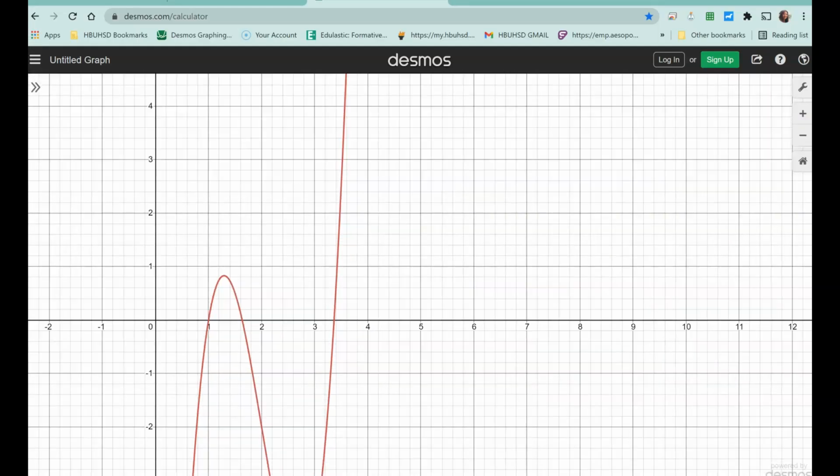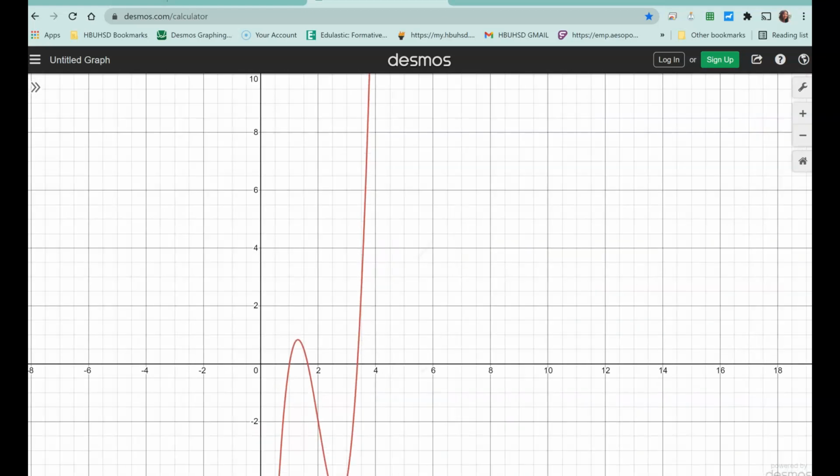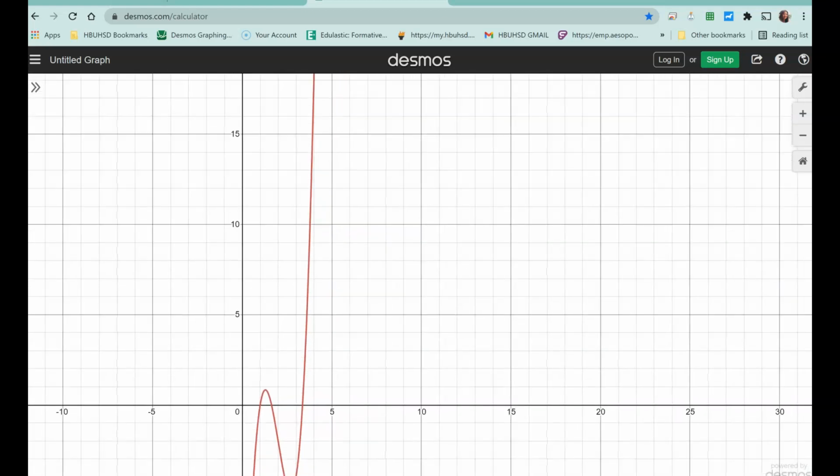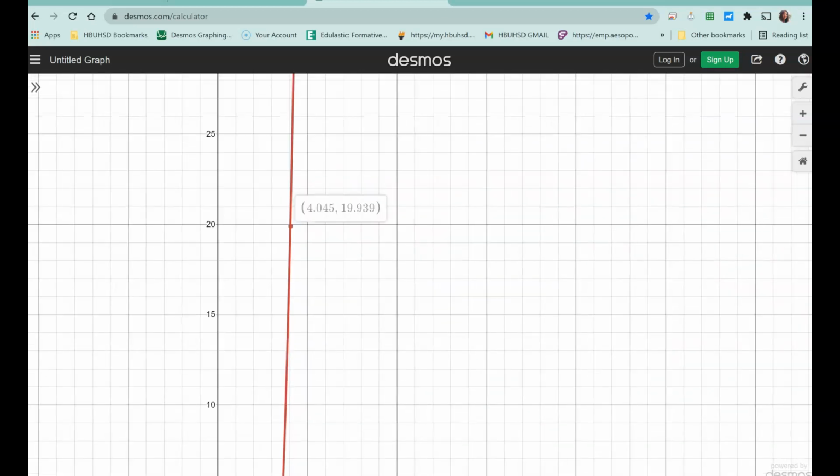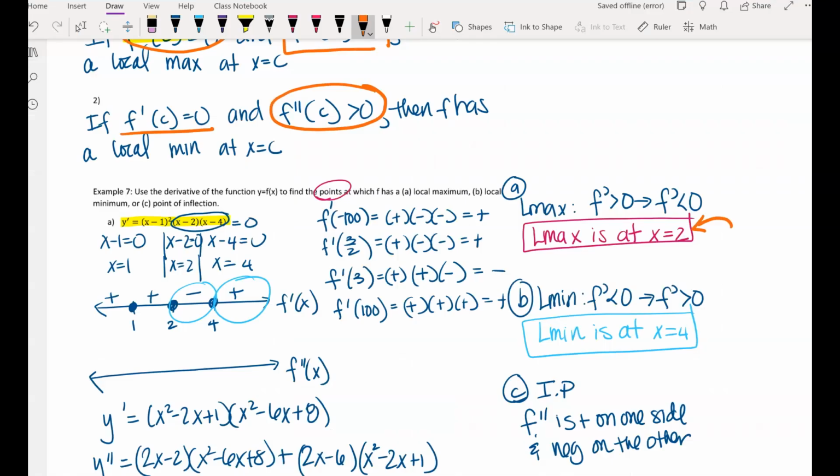So if we go to 4 here on x, I'm going to pinch it here. We know at 4, I'm up here somewhere, right? So let me go even further up here. So that's around 4. That's definitely positive. So you can tell that the second derivative is true and is backing up the answer with the first derivative.